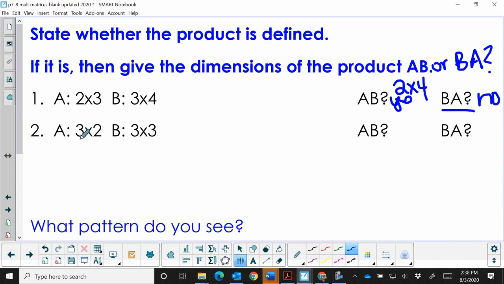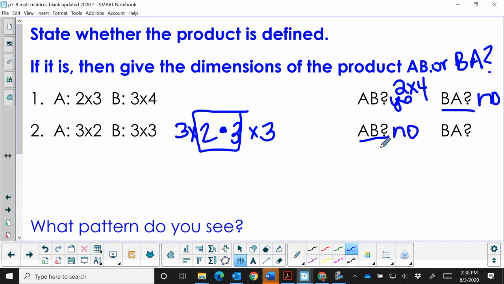Okay, so now let's look at the second example. I have A, which is a 3 by 2, and then B, which is a 3 by 3. And we want to see if we can multiply A times B. So A would be a 2 by 3 times B, which is a 3 by 3. Do the inner dimensions match? No. So can you do this one? No. What would you say? Well, that one doesn't exist or not possible. DNE means does not exist or not possible.